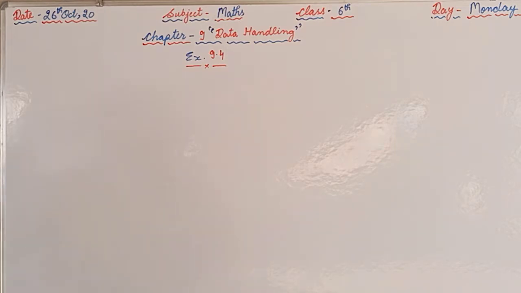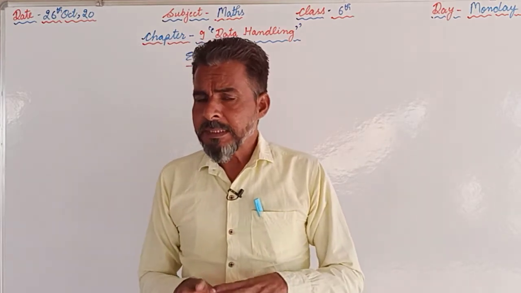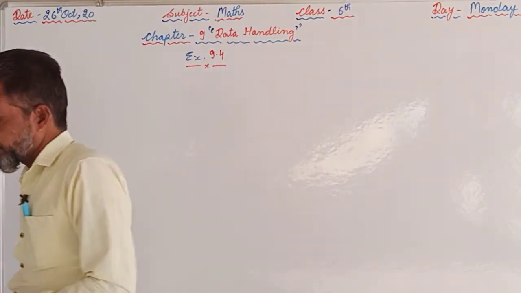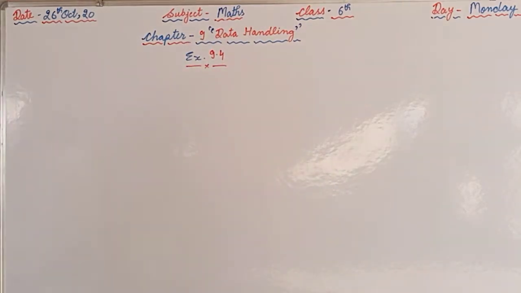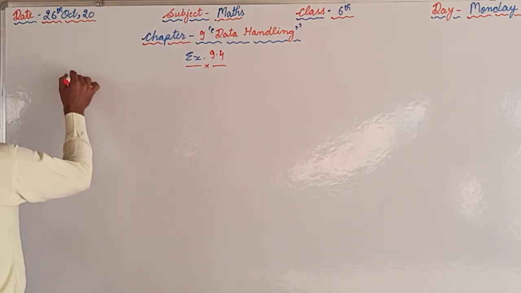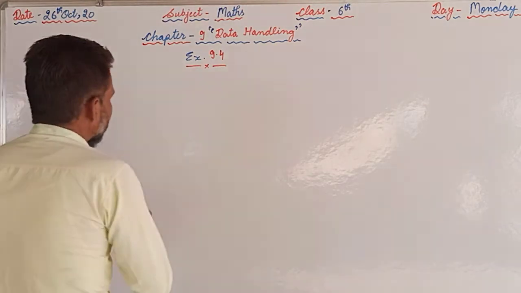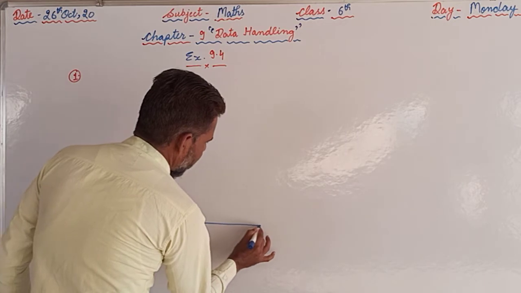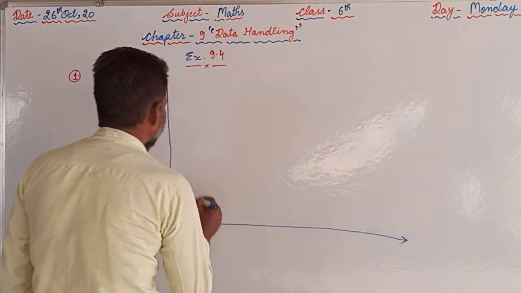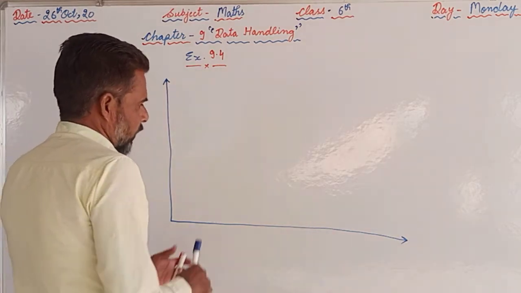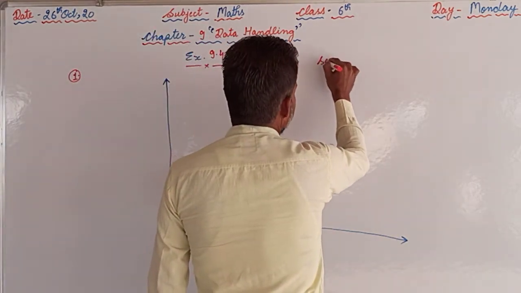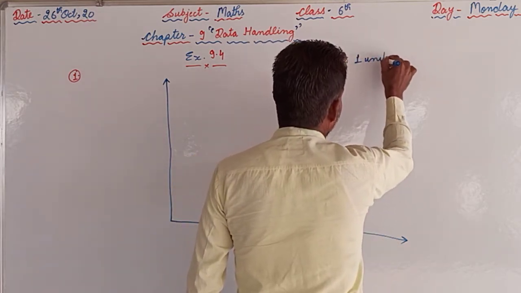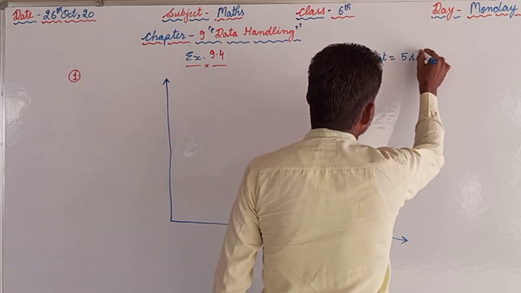Here in this question the scale is given. If the scale is not given, then we are supposed to select the scale according to our convenience. So we will draw the graph now for question number 1. For the graph, on the graph paper you will draw two lines, one vertical and one horizontal. And first of all you are supposed to mention here the scale that is given, that is 1 unit is equal to 5 students.